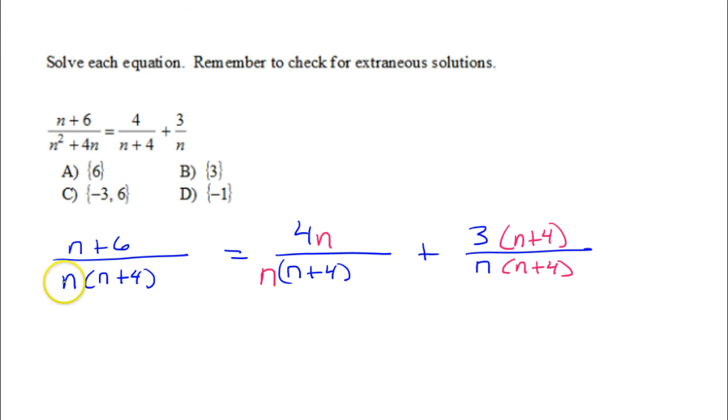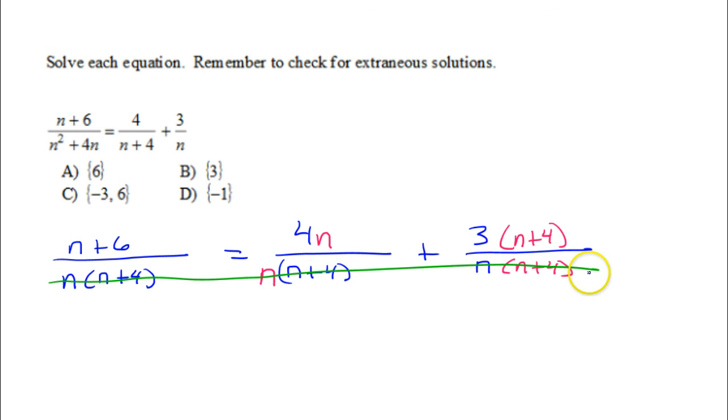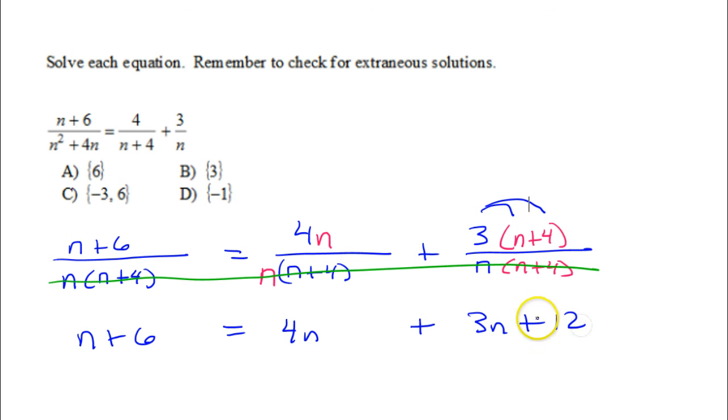Once the denominators are all the same, you can set the numerators equal to each other and ignore the denominators. So imagine canceling out the denominators. Then you would have n plus 6 is equal to 4n plus, and I'll go ahead and do the distributive property here, so that's 3n plus 12. Now I'm combining like terms, so over here I still have my n plus 6, but 4n plus 3n is 7n, and then you've got the plus 12.